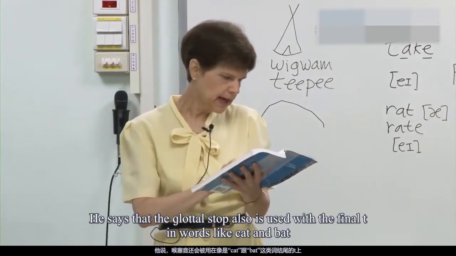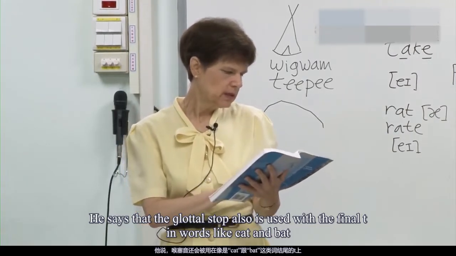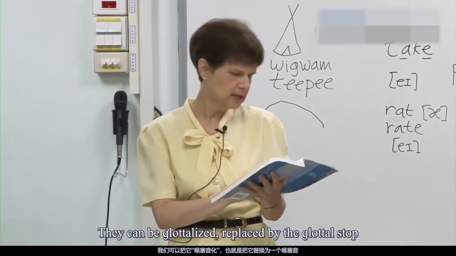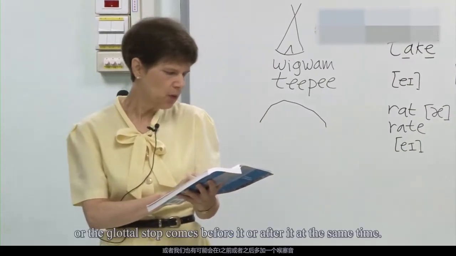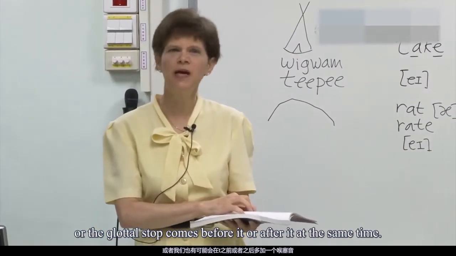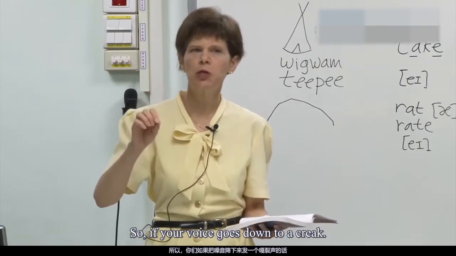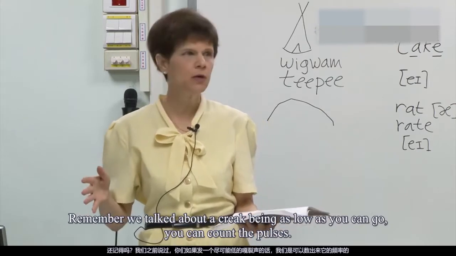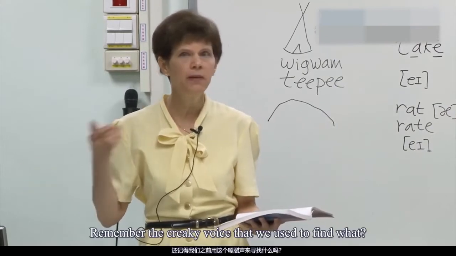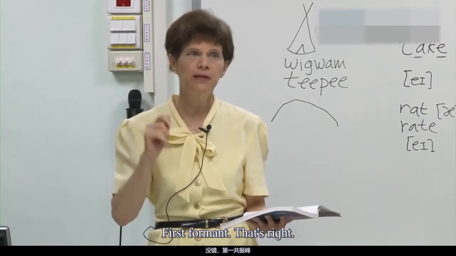He says that the glottal stop is also used with the final T in words like cat and bat. They can be glottalized, replaced by the glottal stop, or the glottal stop comes before or after the T at the same time. It can be in any of those places. So if your voice goes down to a creak, remember we talked about a creak being as low as you can go, you can count the pulses. Remember the creaky voice that we used to find which formant? First formant, that's right.